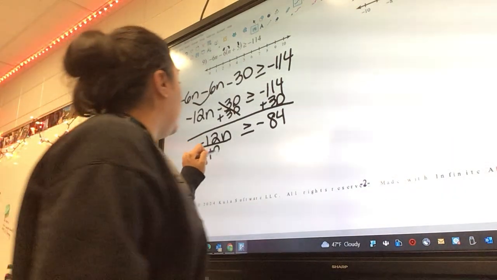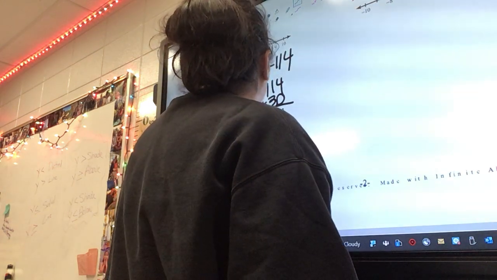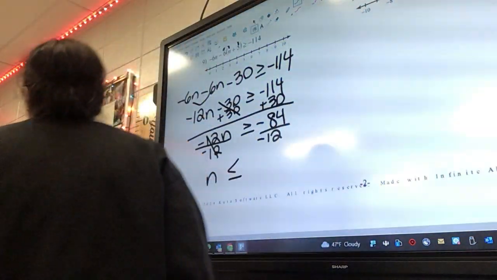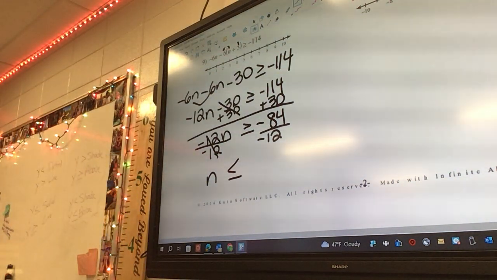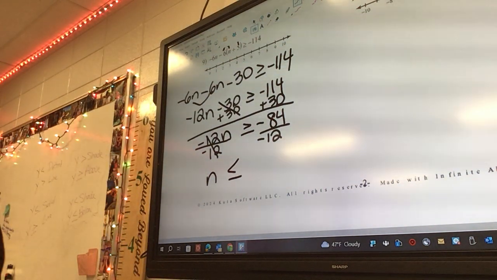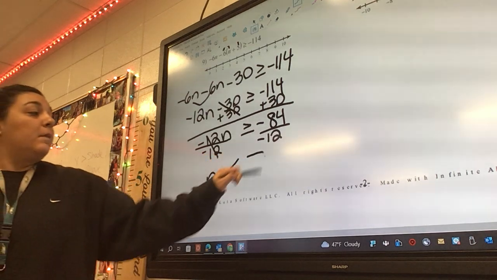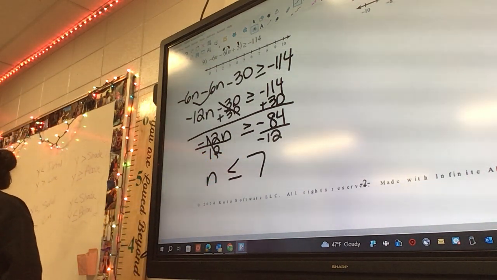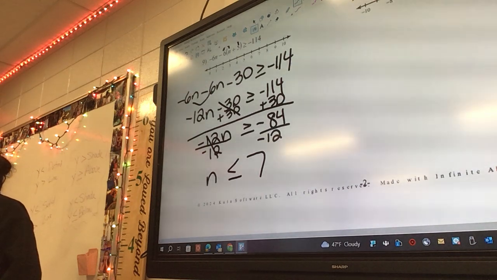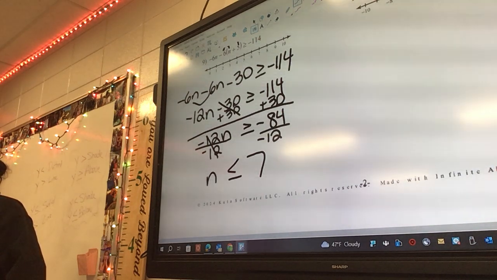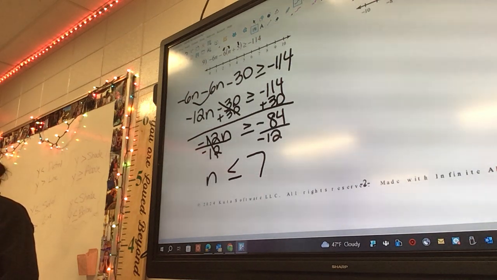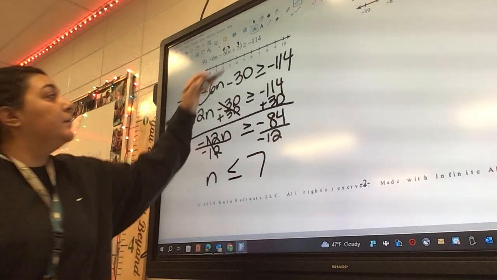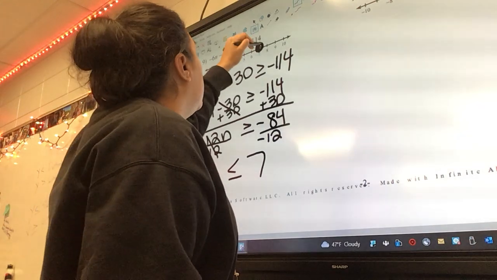Divide by negative 12. Do we need to flip? Yes. Okay, and negative 84 divided by negative 12 is 7. Should that be open or closed? Closed, going which way? To the left.